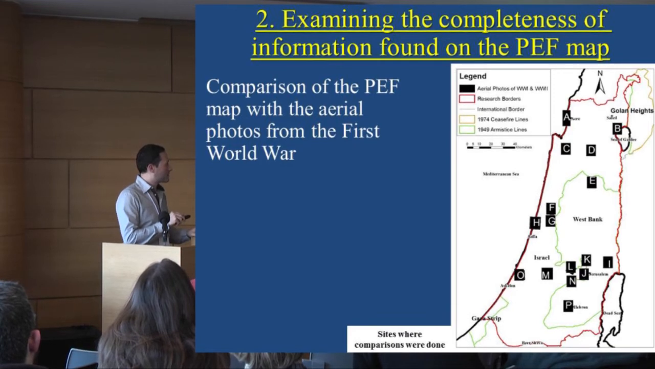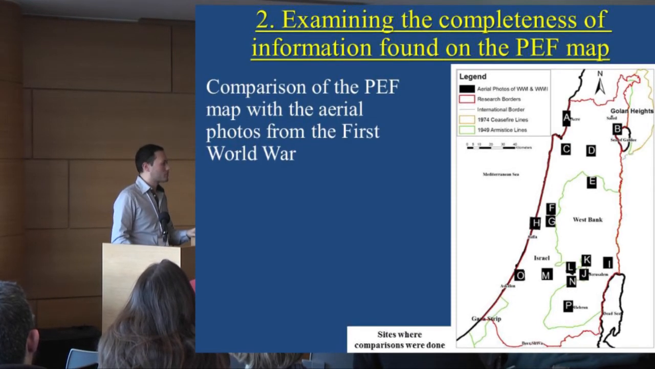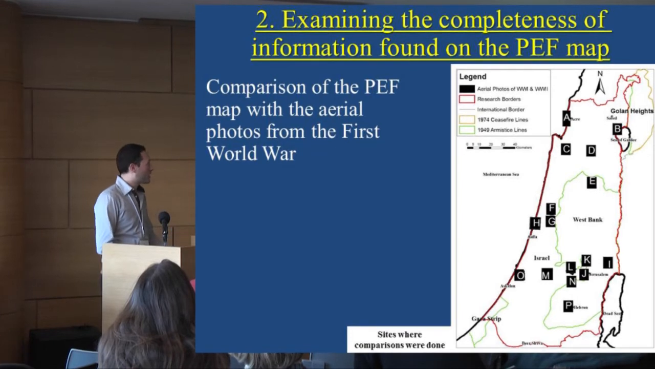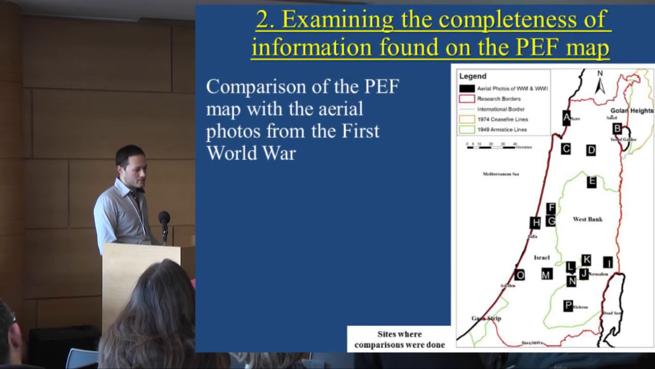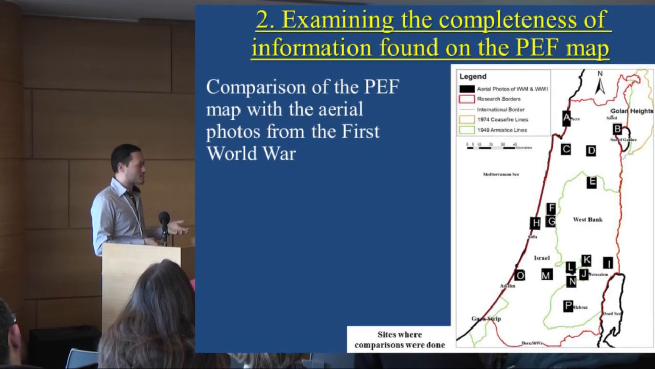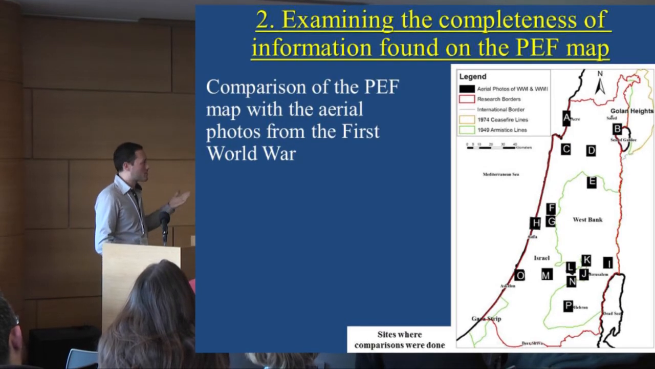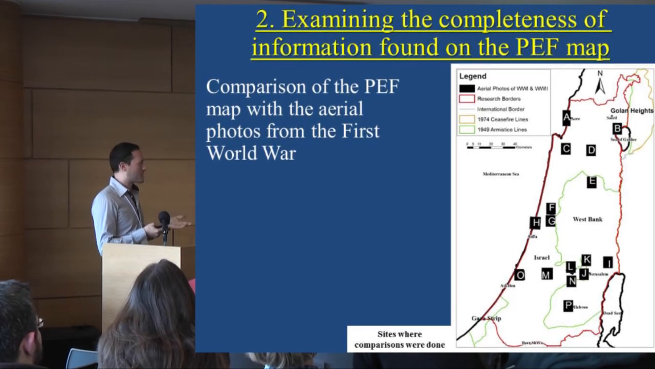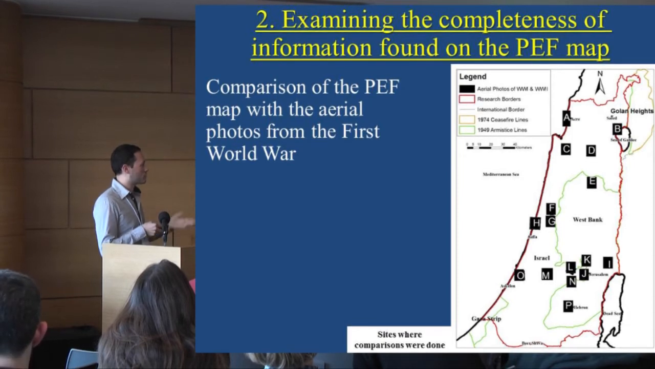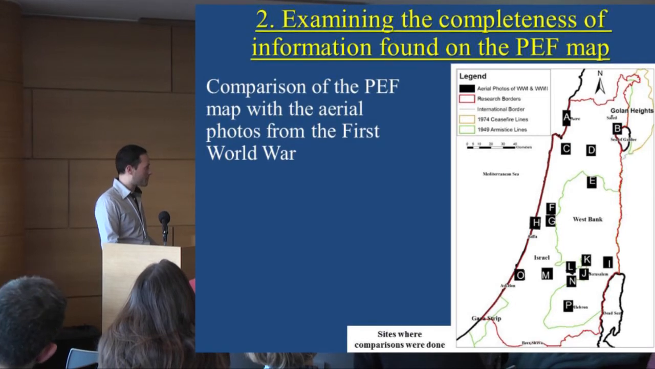These are the 16 sites chosen to be compared. Those sites were chosen for 3 reasons. The first reason, they had a large variety of landscapes. The second reason, we wanted to cover the research area as much as possible, so we tried to cover it from north to south, from east to west. And the third reason is that not all of Palestine at that time was covered with aerial photos, and this is what we could find to compare the PF map to.